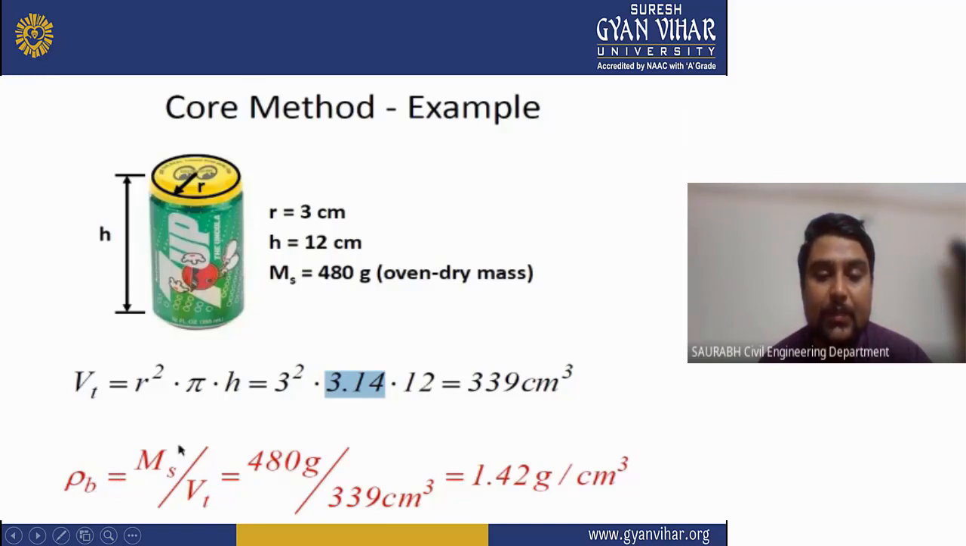Bulk density will be mass of solid upon volume of sample, which is the total volume, and it will be equal to 480 gram upon 339, which we determined as the volume already here, and the mass is already given here. It will become 1.42 gram per centimeter cube. That will be your bulk density of soil.